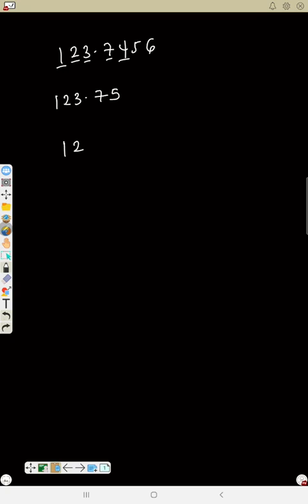Approximate to 6 significant figures. That means 6 numbers: 123.74. Instead of writing 5, the next number that follows 5 is 6. So I can add 1 to 5, since this is 6 significant figures. I hope you get this.